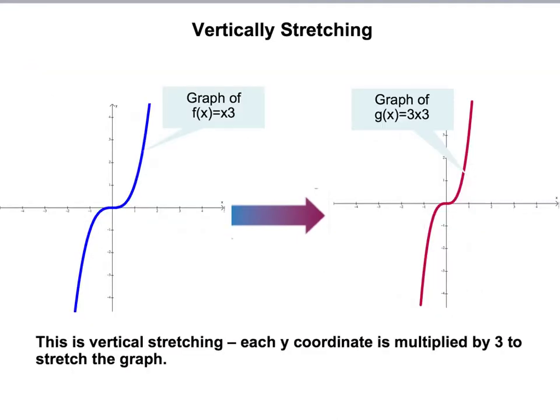Here's an example of vertical stretching for the same parent graph. So if I said 3, this should say 3x cubed. Then your y's get multiplied by a factor of 3. So 1, 3 is now our new point, and -1, -3 is our new point. So that point got pulled.